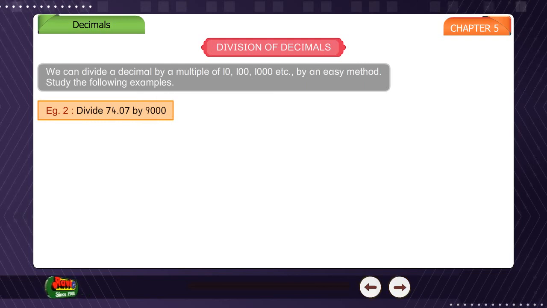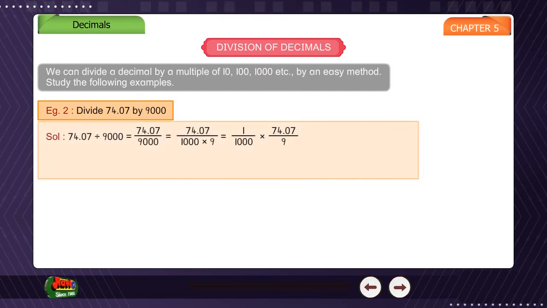Example 2. Divide 74.07 by 9000. Solution: 74.07 divided by 9000 is equal to 74.07 by 1000 into 9, is equal to 1 by 1000 into 74.07 by 9, is equal to 1 by 1000 into 8.23, is equal to 8.23 by 1000, is equal to 0.00823.